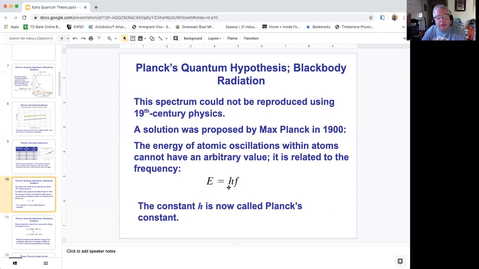Now, if it's a single number, that means it can't be a continuous wave. The wave itself must have limits.